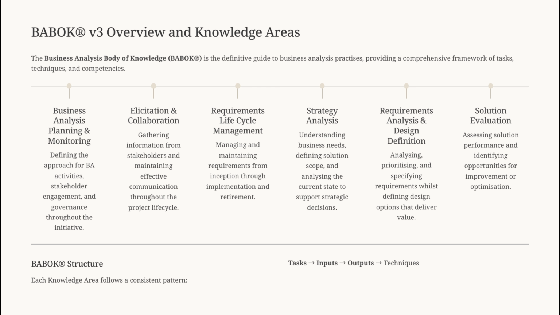The 6 knowledge areas are: business analysis planning and monitoring, defining approaches, stakeholder engagement, and governance; elicitation and collaboration, gathering and managing information from stakeholders; requirements lifecycle management, managing requirements from inception through retirement; strategy analysis, defining the business need and strategy for achieving it; requirements analysis and design definition, specifying and validating requirements and design options; and solution evaluation, measuring how effectively a solution meets business needs.